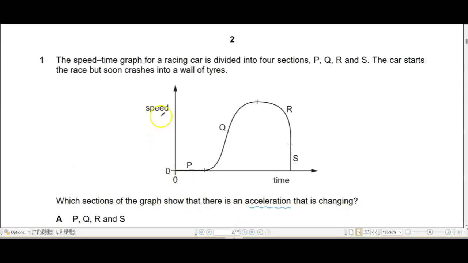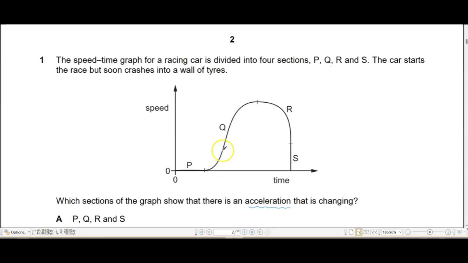Acha. This is a speed time graph, and if you look at the graph, we know that a straight line graph basically shows a constant speed with no acceleration. So wherever there is an acceleration, there are curves. So if we look at this point P, this is a straight line. So there is no acceleration happening over here. The body is moving with a constant speed.